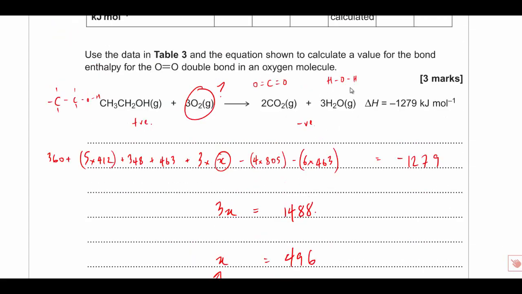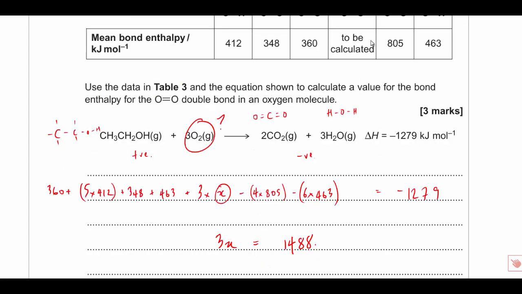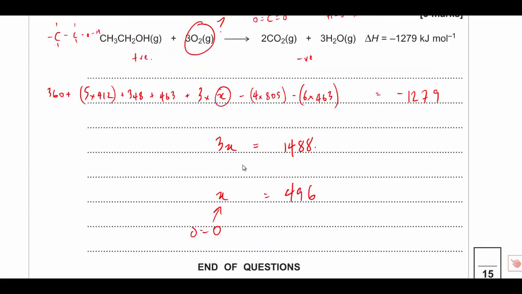And that's the one. Remember, we're trying to calculate the bond enthalpy. We don't want to be going minus, we want to be using positives on that. And there we go. That is how that question's done.